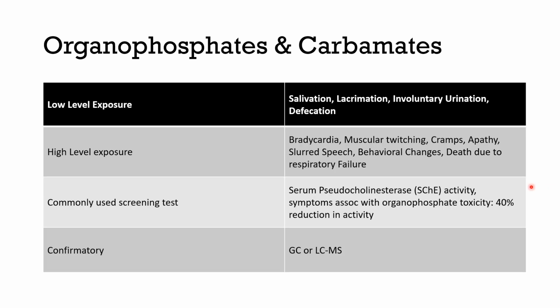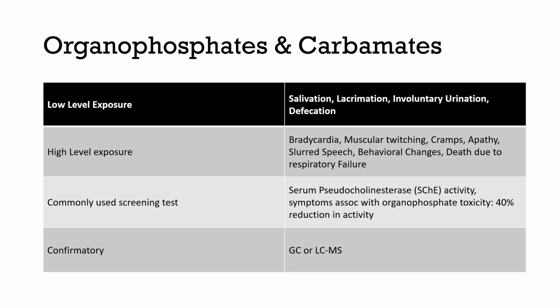Low level exposure to organophosphate can lead to salivation, lacrimation, involuntary urination, and defecation. Since we no longer have control over these exocrine glands, these secreting glands, we can no longer control our salivation or our tears, nor our muscles. So urination and defecation become involuntary, even if you are waiting, you cannot control it. And this is just at low level exposure.